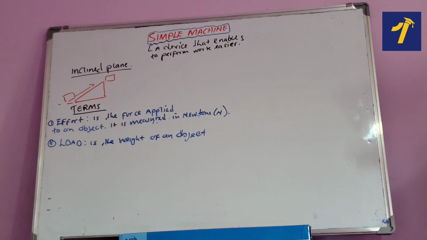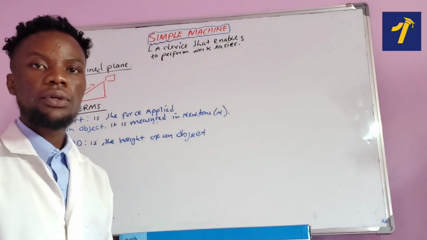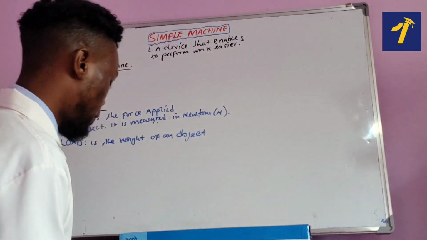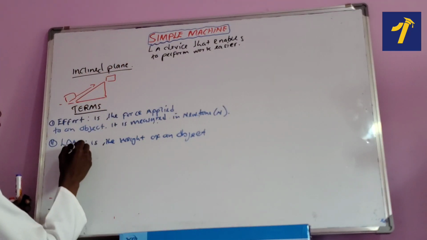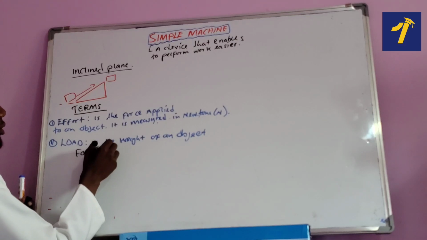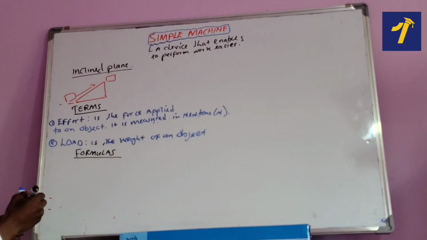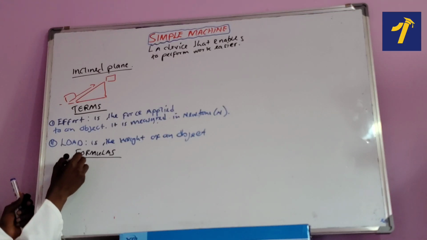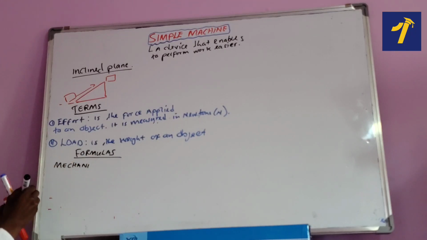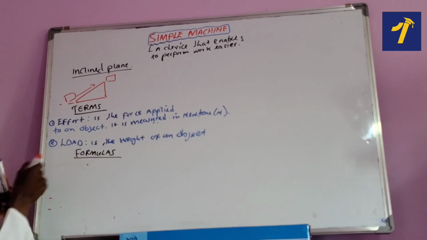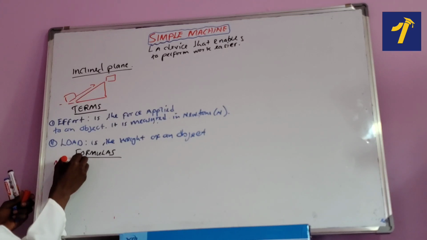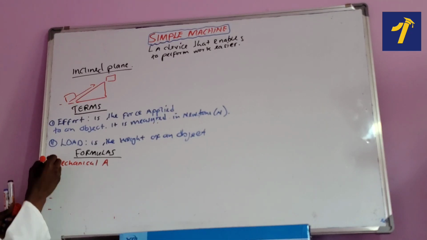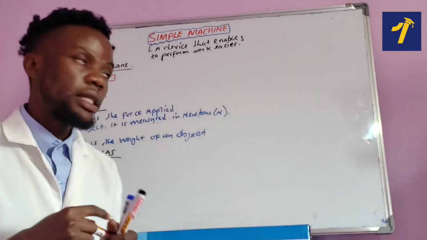Now, since we know these two important things, let's talk about the formulas that are going to help us to answer certain questions. So, what are those formulas? The formulas that they use, we have what we call mechanical advantage. Let us use red. Mechanical advantage, let's just say MA. Mechanical advantage has a certain formula.